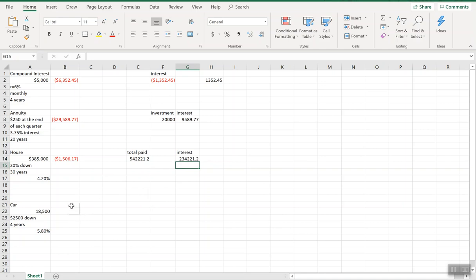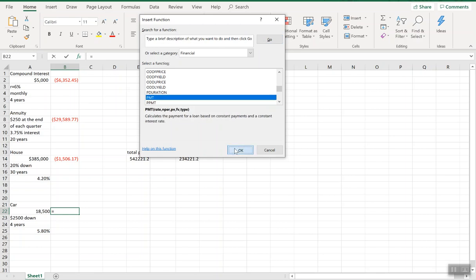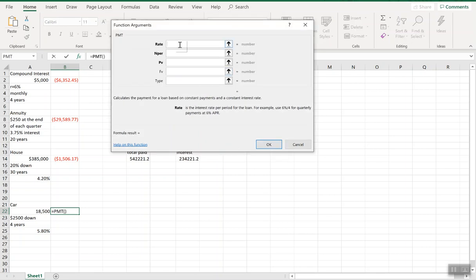Car is going to be very similar. Once again, I pick just a place to put the value. Let's actually pick here. Let me hit FX. And one more time I go down to payment. So most of the time I've hit the same couple of buttons and I hit OK. My rate, I said 5.8. I hit the percent, divide by 12. In per is 12 payments a year and 4 years.